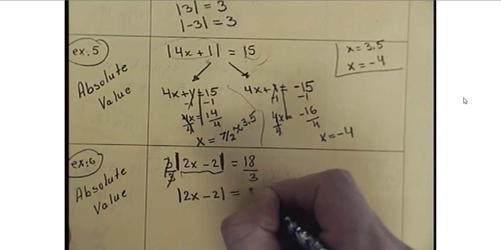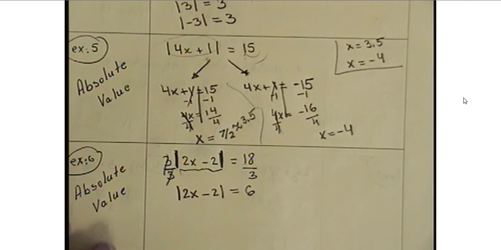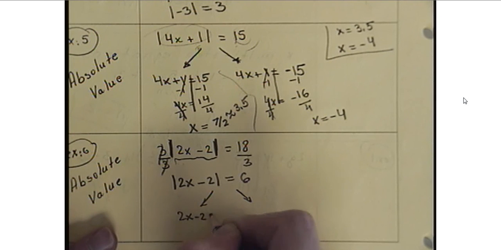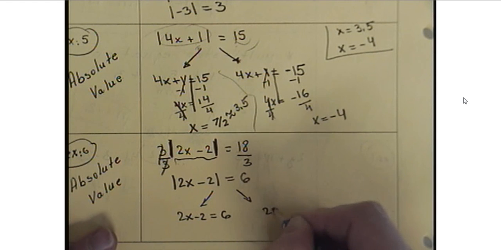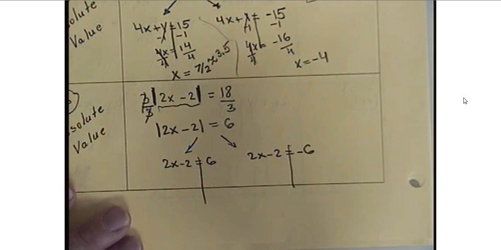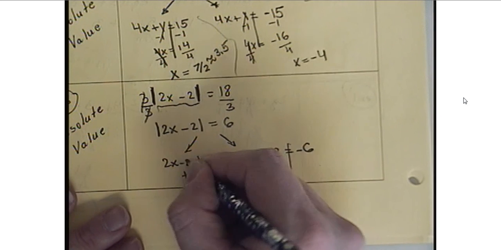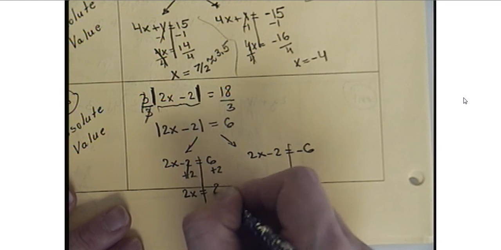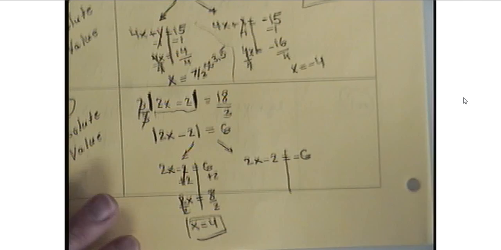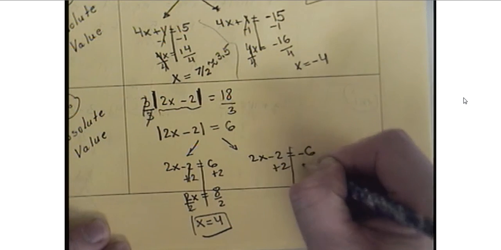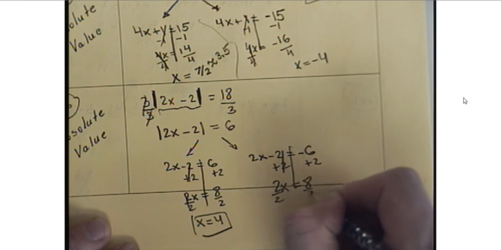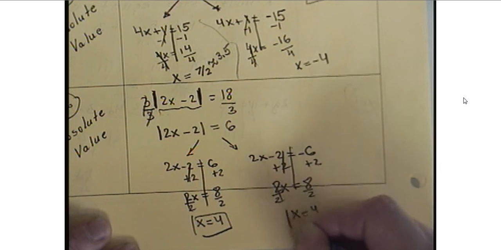Now, we will separate: the absolute value of 2x minus 2 equals positive 6, and 2x minus 2 equals negative 6. With this, we're going to solve the equations. So plus 2, plus 2 to each side, 2x is equal to 8, divide by 2, so x equals 4 will be the first solution. And plus 2, plus 2, cancel those, 2x equals 8 divided by 2 will give us the second solution for variable x.